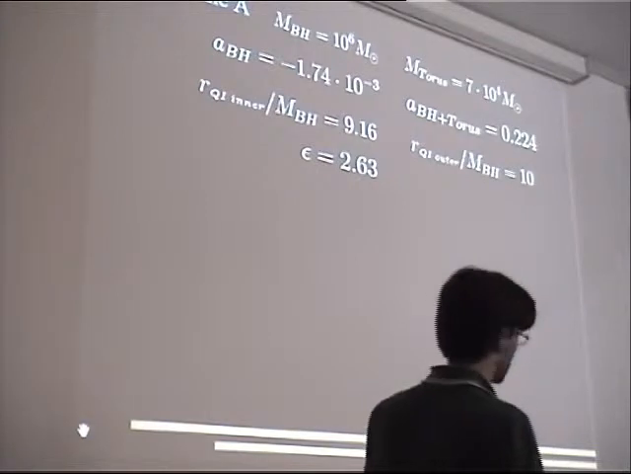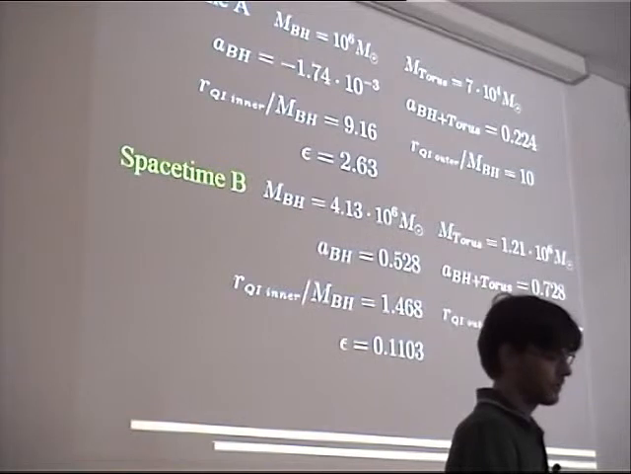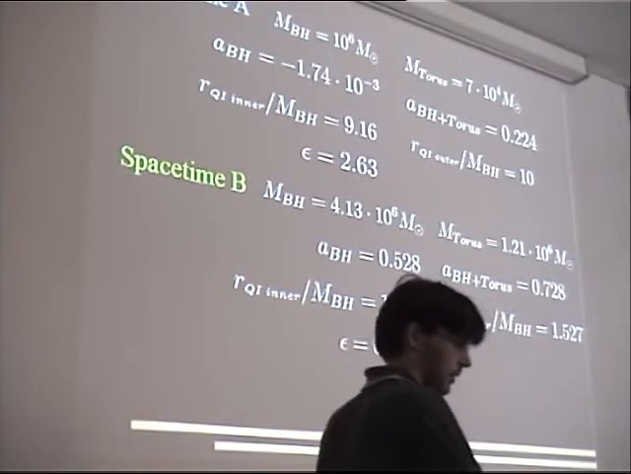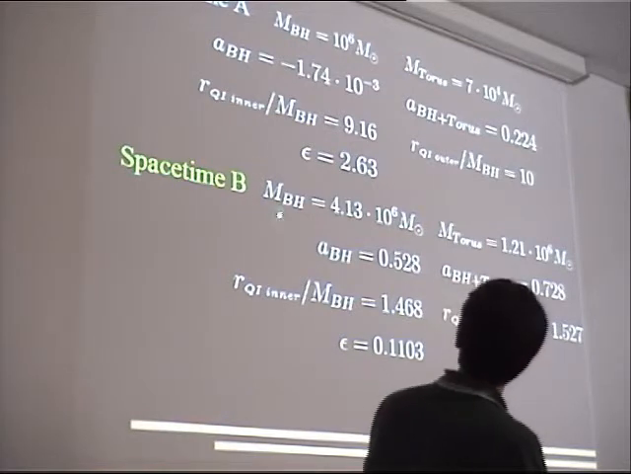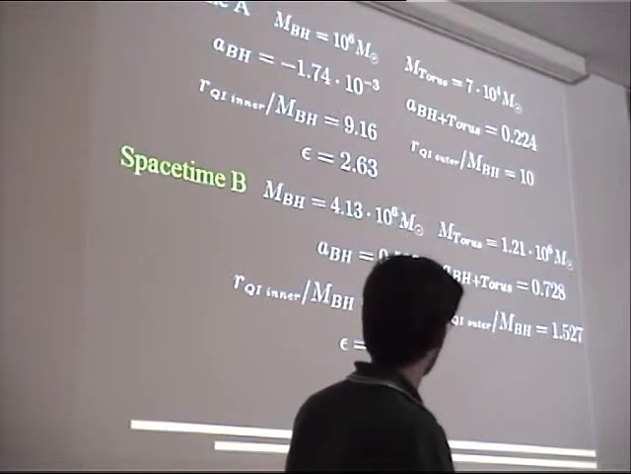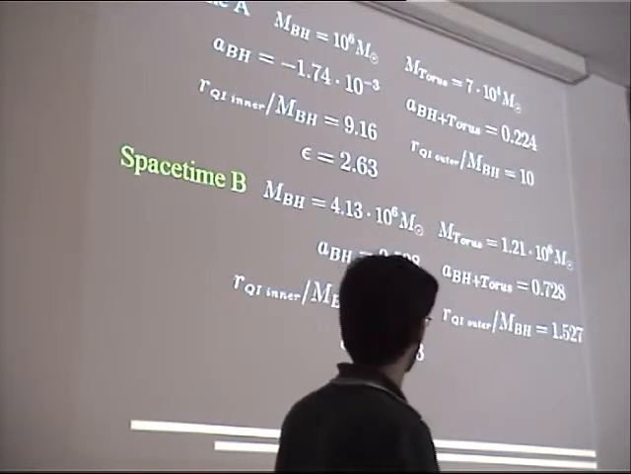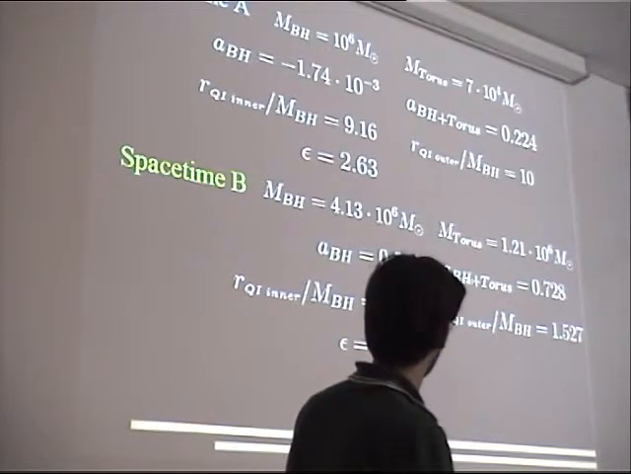The other example I've been considering is an even more extreme example, in a sense. The central black hole has a mass of 4 times 10 to the 6 solar masses, and the torus is just 1/3 of the mass of the central black hole. The black hole is spinning quite rapidly, and also the torus is spinning quite rapidly. A of the black hole is 0.5, and A total is 0.7.